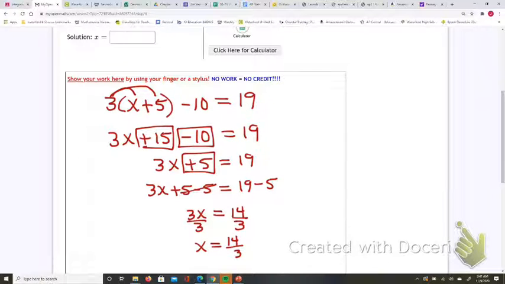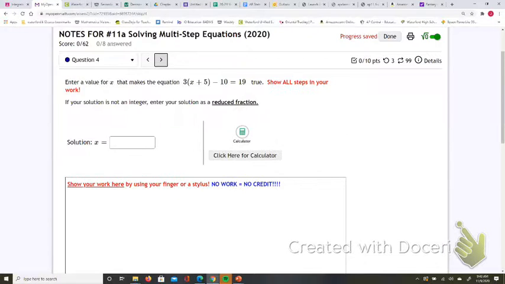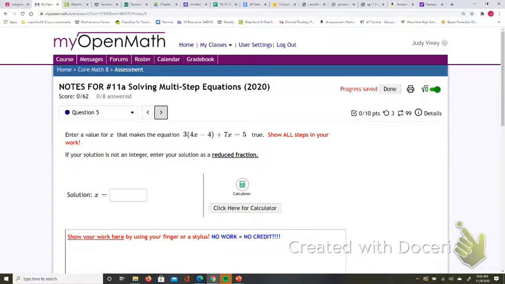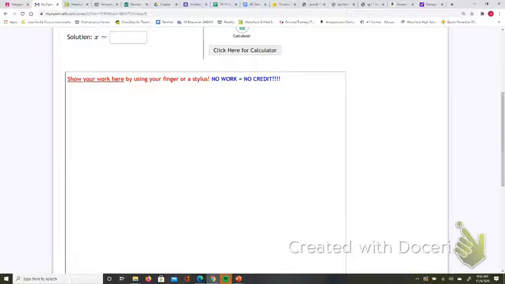Now we come up to our answer box, and we type in 14 over 3 and then we submit and move on to the next problem. Remember that you have to show all of the work. Make sure you're writing all of this down in My Open Math. Now we move on to number 5. Remember that the first step is to write down the problem.